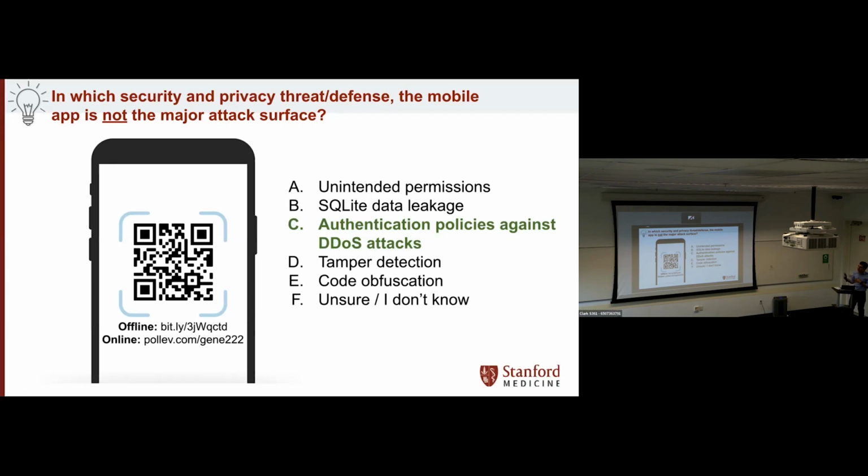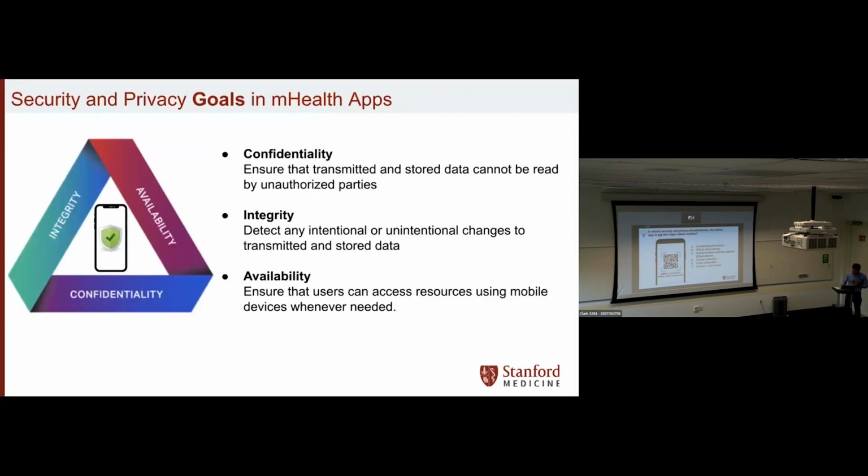So as I mentioned, for authentication policies, like against DDoS attack or brute force attack, some part of that is happening at the server side. But tamper detection or code obfuscation is all about your code, your app code, or even permissions or SQLite, which is a local data storage for your app. But for authentication, most of the part is happening at the server side. Even if there is a DDoS attack, it's usually against the server side.